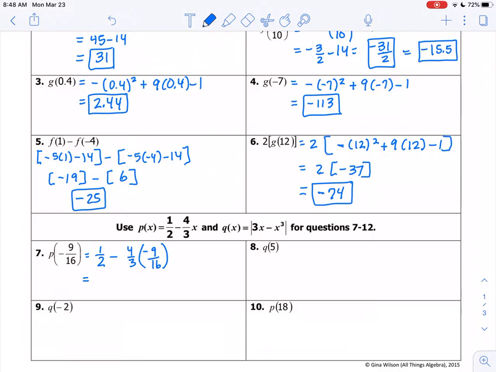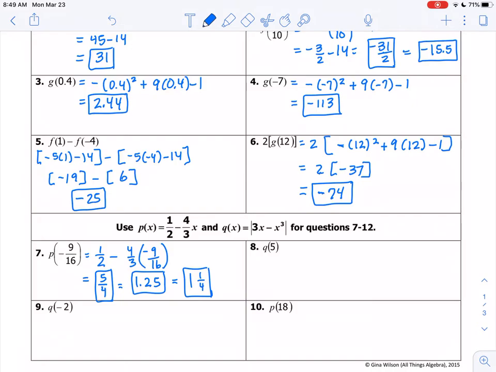That would give us 5/4, I believe, which you can write like that. You could write it as 1.25. You could write it as 1 1/4. Any of those would be fine with me.